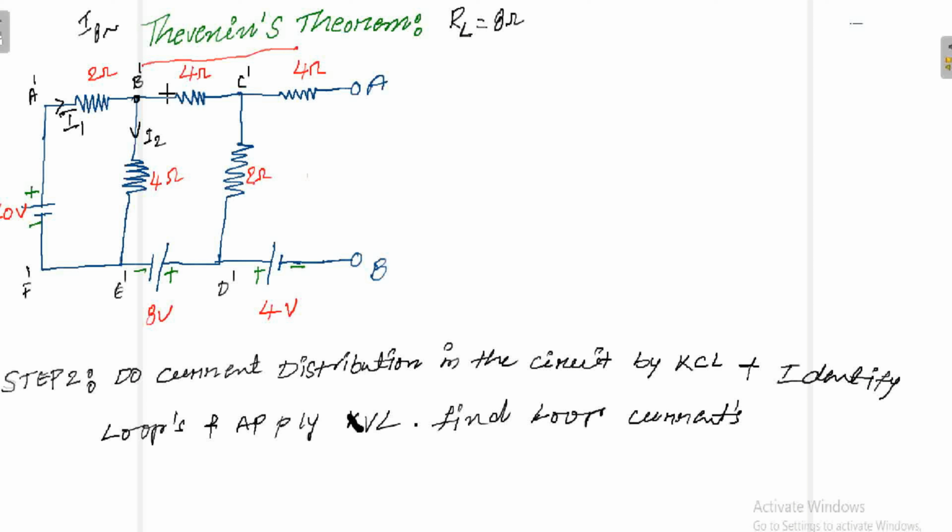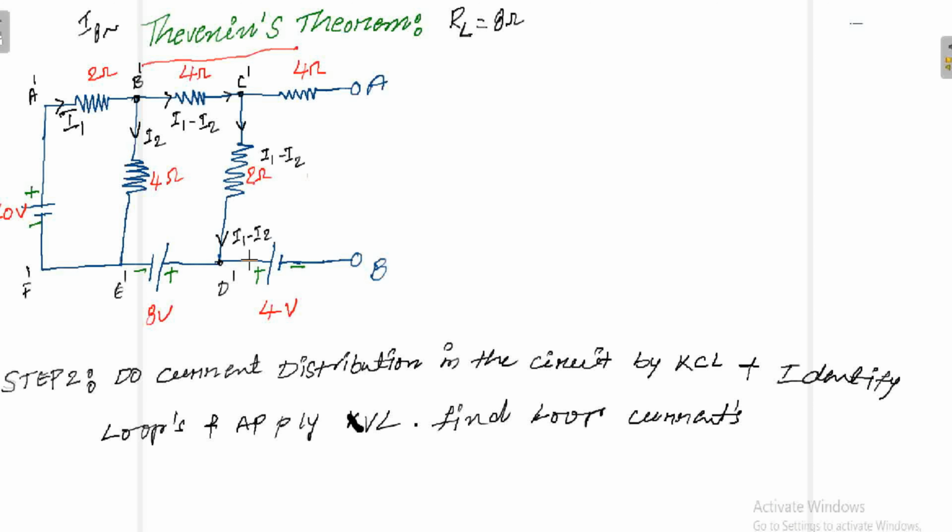Let us consider the current in this branch is I2. Then what will be the current in this one? I1 minus I2. Now tell me, I1 minus I2 is the current reaching this C dash. Is there any division? Is there any current flow in this 4 ohms? No. The current in this one is 0 because it is open. So whatever current comes into this node directly goes into this 2 ohms. So the current in this one is I1 minus I2.